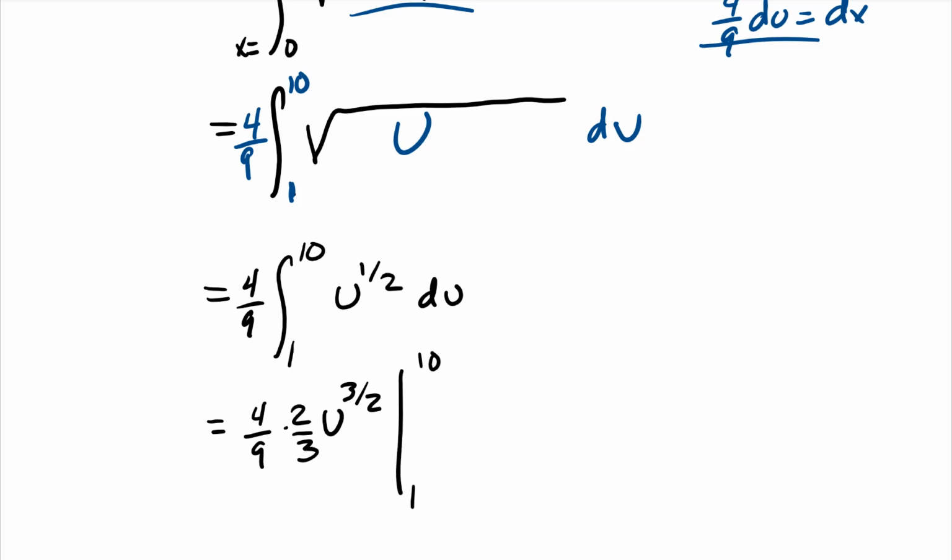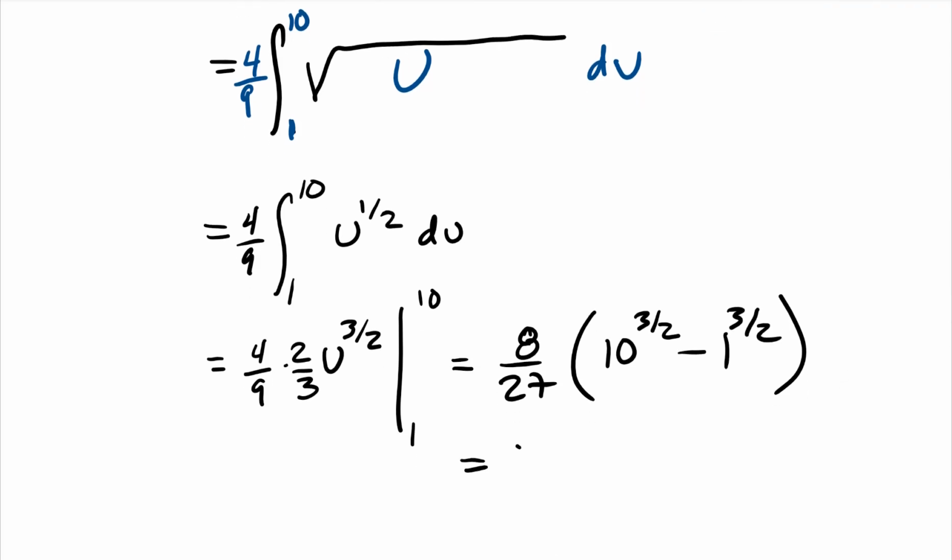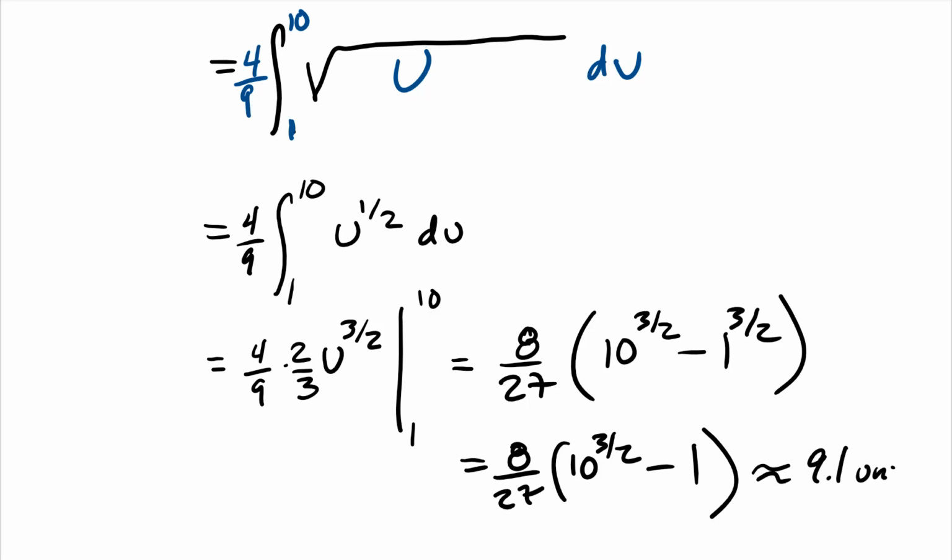Now these numbers aren't going to turn out beautiful or anything like that. We're going to get 8 over 27 times 10 to the 3 halves power minus 1 to the 3 halves power. But I would just clean this up and just put it this way, because 1 raised to any power, right? It's just 1. And there's our solution. Without a calculator, we're not going to know exactly what it is. I mean, it's approximately 9.1 units.